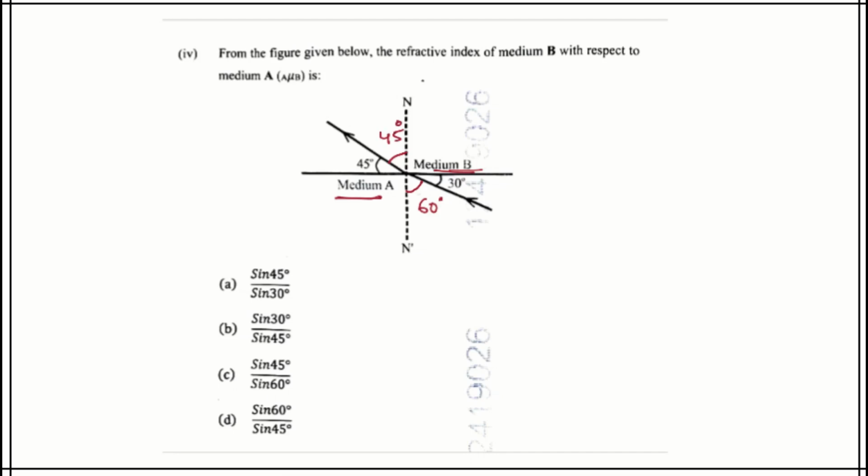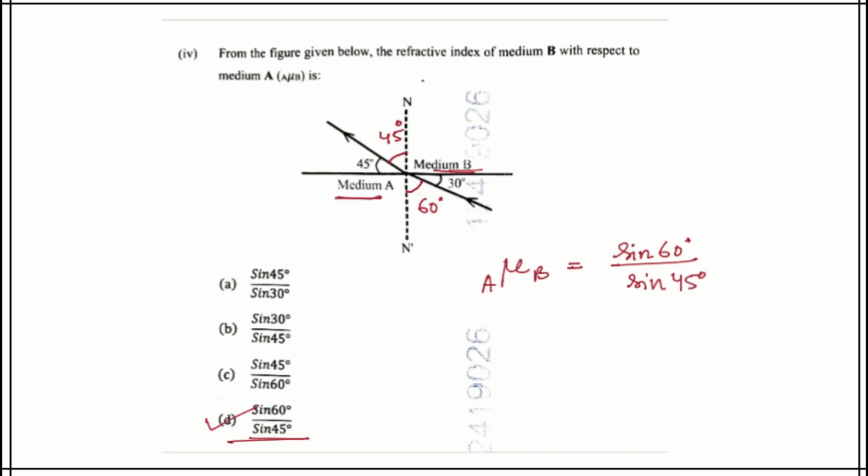So in this case, the refractive index of medium B with respect to medium A is equal to sine of 60 degree by sine of 45 degree, which is option number D. Option D is the correct answer.